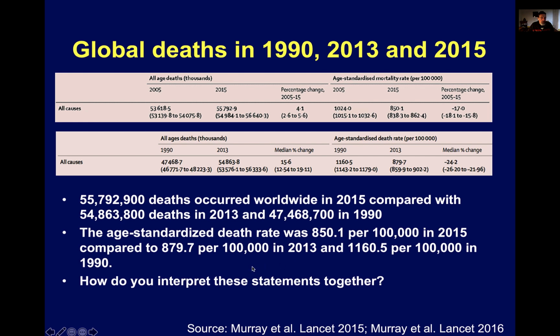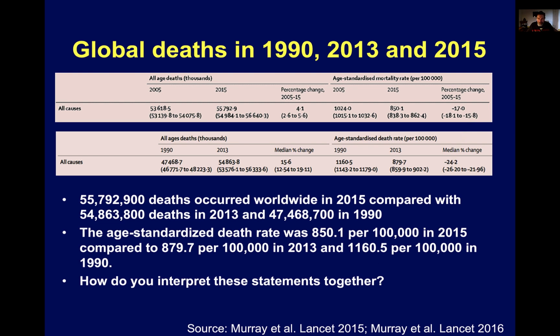So what we're seeing is two things, right? We're seeing an increase in the number of deaths, a slight increase, and a fairly substantial decrease, a 17% change, in the death rate after accounting for age. Why would these two things be, or how would you interpret these two statements together?